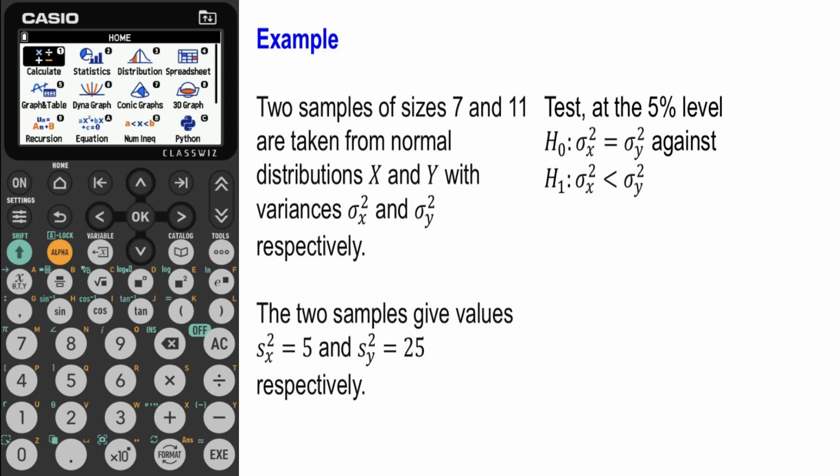Two samples of sizes 7 and 11 are taken from normal distributions x and y with variances sigma x squared and sigma y squared respectively. The two samples give sx squared equals 5 and sy squared equals 25 respectively. Test at the 5% level the null hypothesis H0 where sigma x squared equals sigma y squared against the alternate hypothesis H1 where sigma x squared is less than sigma y squared.